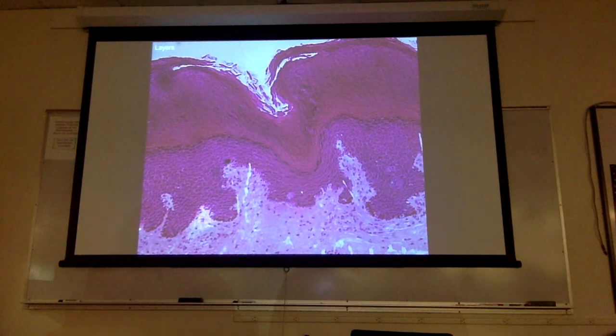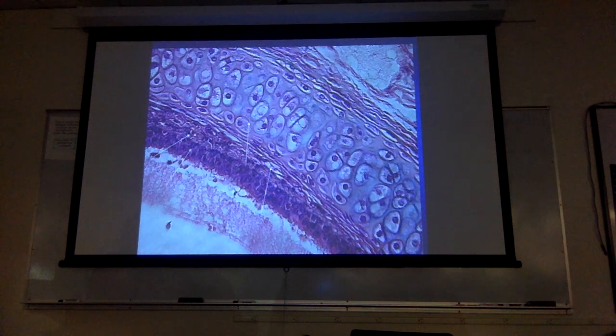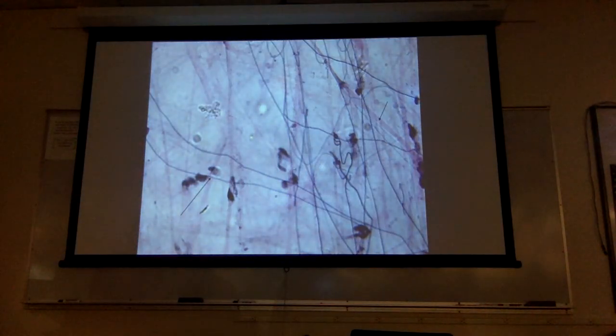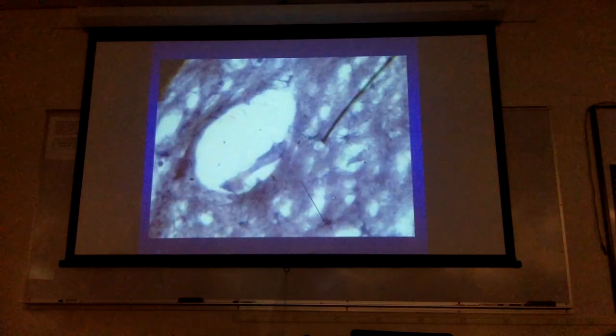And here it is again. So what kind of tissue is this? Stratified squamous, keratinized. Good. What's this? Simple cuboidal. What's this? Hyaline cartilage. What's this? Pseudostratified epithelium. And so what's this down here? Perichondrium. Good. What's this? Areolar connective tissue. What's this cell? Like a dendrocyte. Good. What's this cell? Astrocyte.